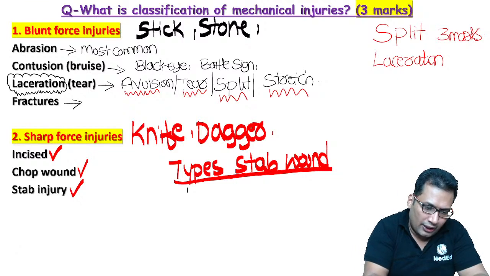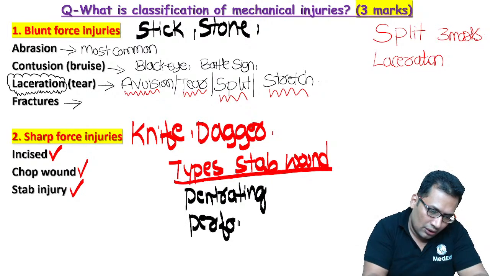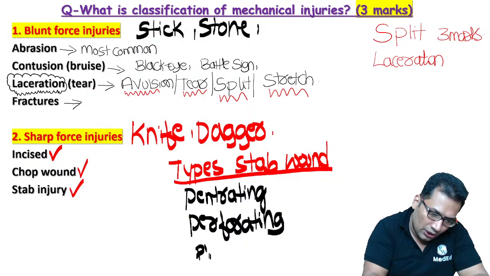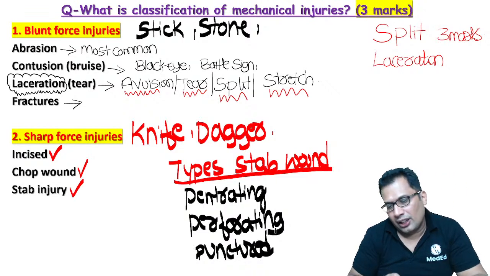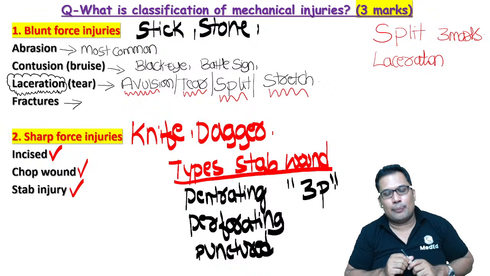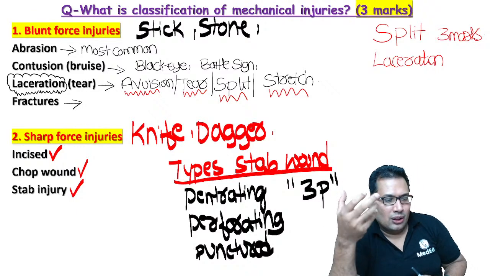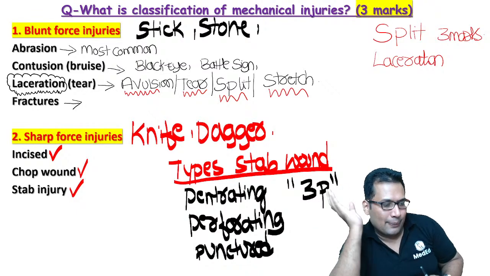Penetrating. Very good. Penetrating wound. Perforating. Some books give punctured wound also. So penetrating, perforating, and punctured: three types of stab wound. What are the differences between stab wound and incised wound, or incised wound and laceration? It can be a 3 marks question.